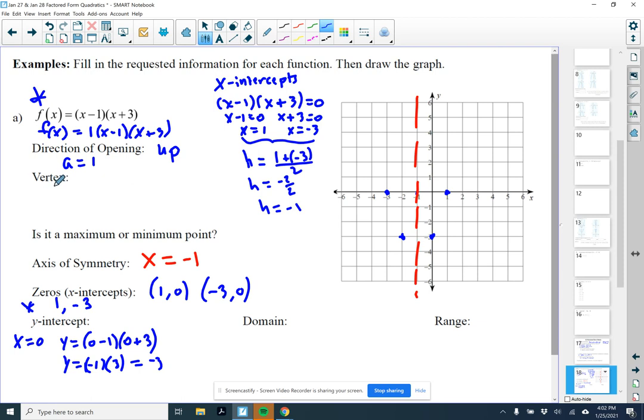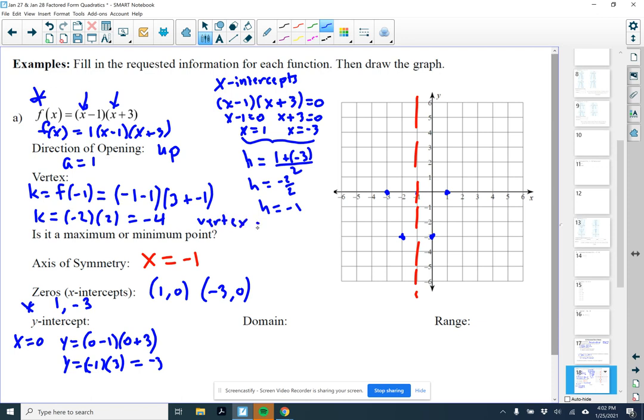To find the y-coordinate of the vertex, we're just going to plug in negative 1 for x, and let's see what happens. So go to your function, replace the x with negative 1, and see what you get. So the k value is going to be negative 2 times 2, which is negative 4. So my vertex is going to be the point negative 1, negative 4. Okay? I'm going to circle that up because he's going to get lost in all this.